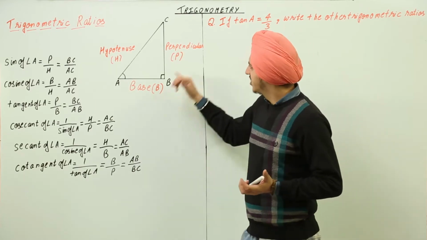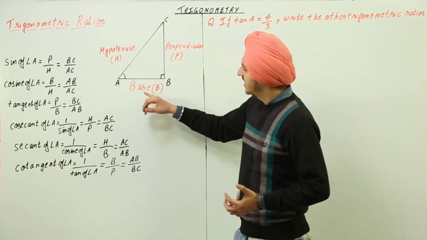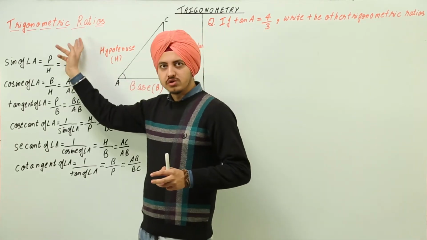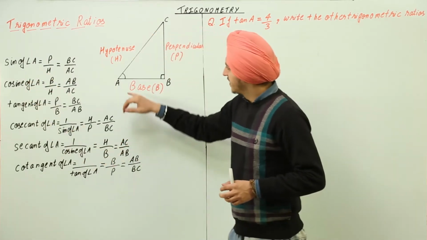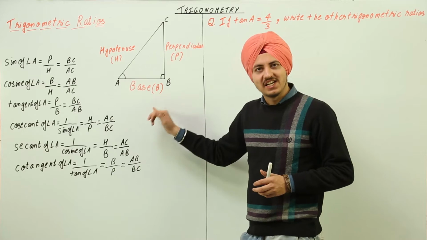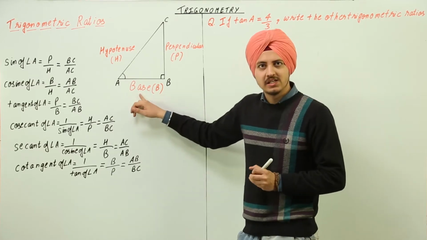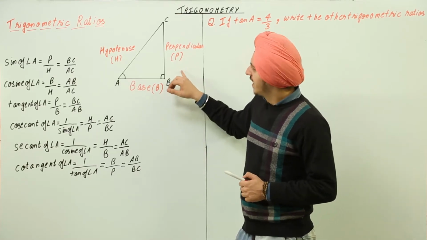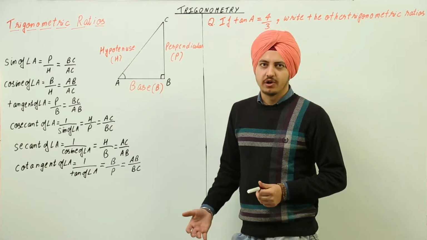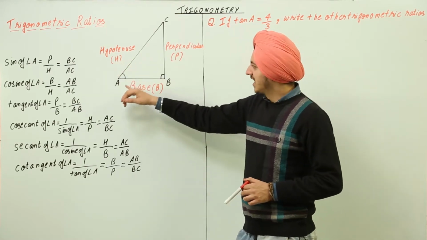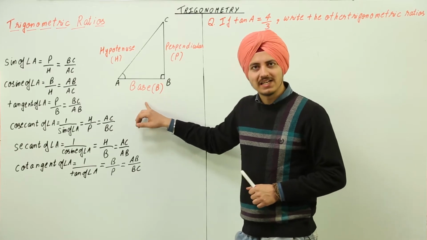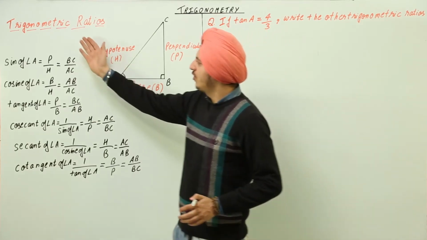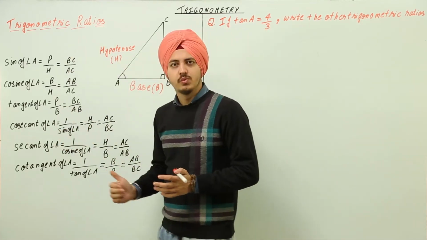Now how are these three things denoted? If we have to find the trigonometric ratios of angle A, let's say, the side that is just adjacent to the angle A is called the base. The side that is just in front of the angle A is called the perpendicular, and the longest side, you know, is the hypotenuse. The side just beside the angle is called the base, and the side in front of the angle is called the perpendicular.